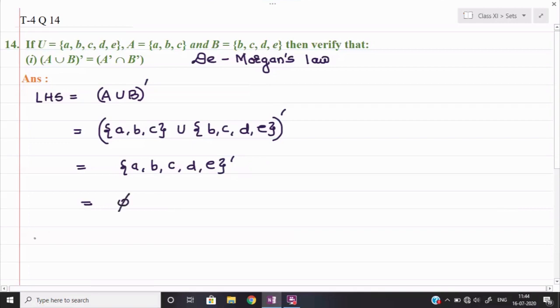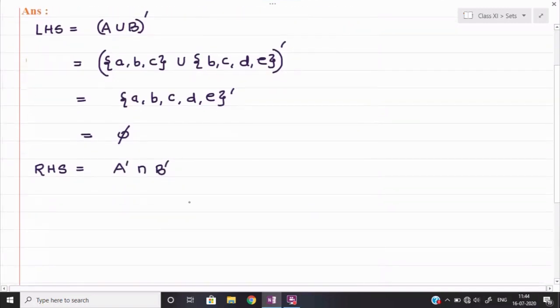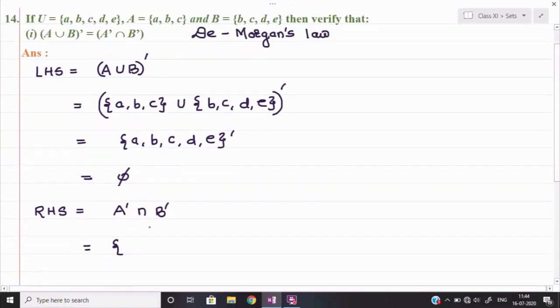Now similarly let us see the right hand side. Right hand side is also required to be proved equal to the empty set. So now RHS, what we have given here, A' intersection B'. So first we shall find out A' and B', and then afterwards we'll find out their intersection. What is the value of A given to us? A is given here, you can check once. A is equal to A comma B comma C.